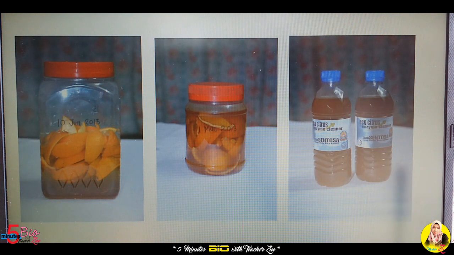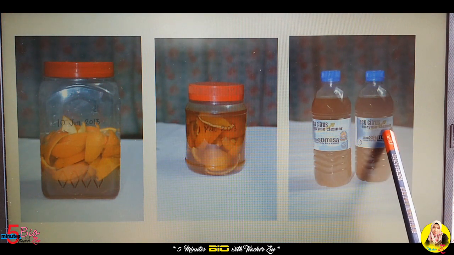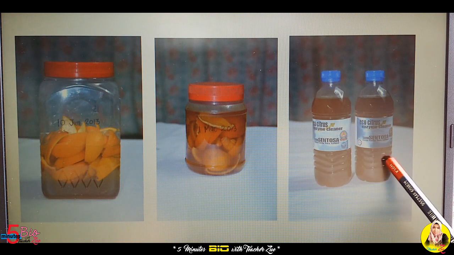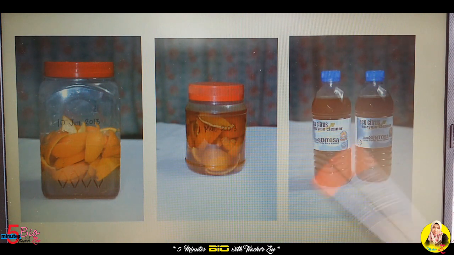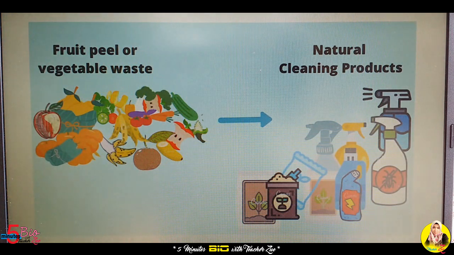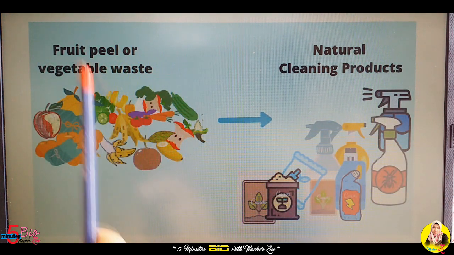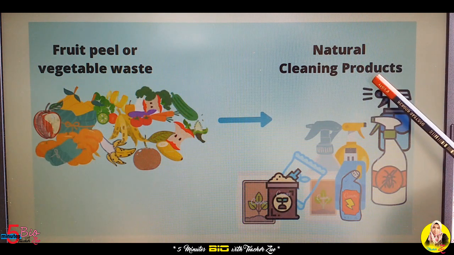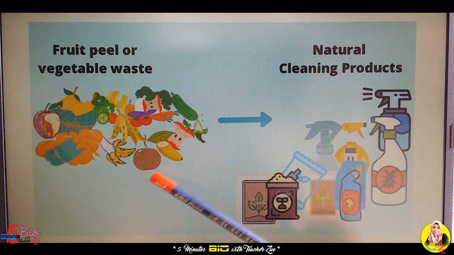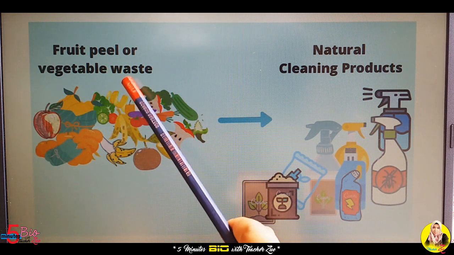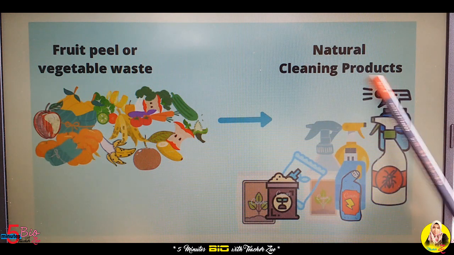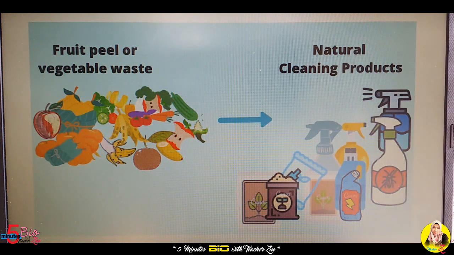Okay, this is how I produce the Eco Citrus enzyme cleaner. This is what I have done before I get the solution. We can also use fruit peels or vegetable waste to make natural cleaning products. All of these vegetable and fruit wastes can produce enzyme. So the enzyme can be used as organic cleaning products that do not pollute the environment.